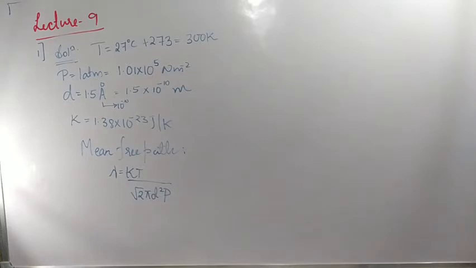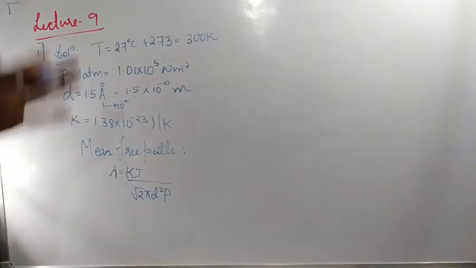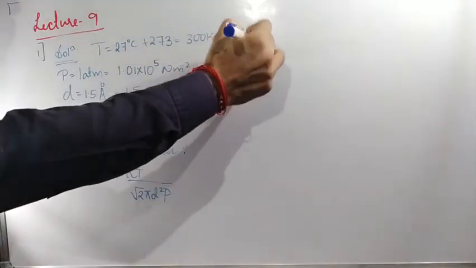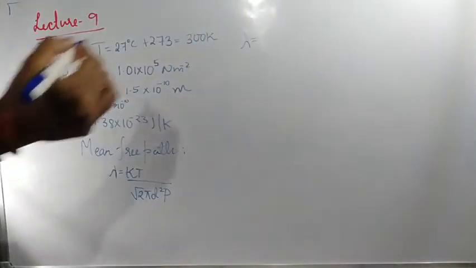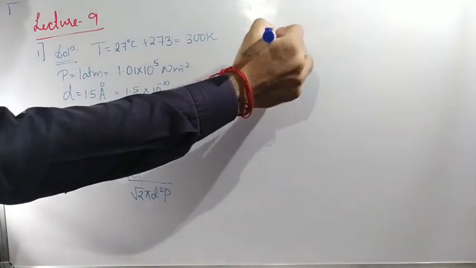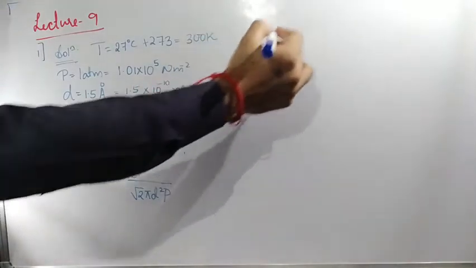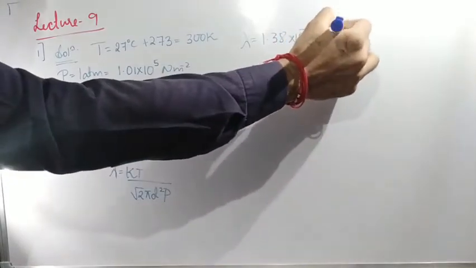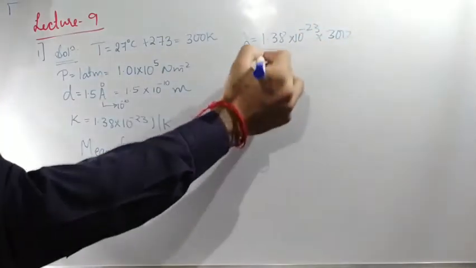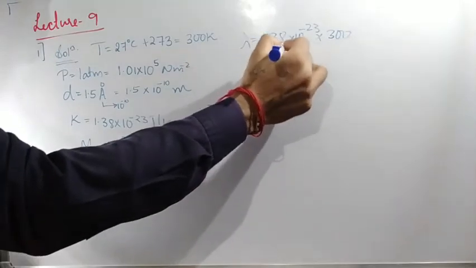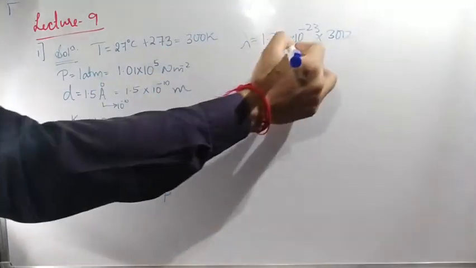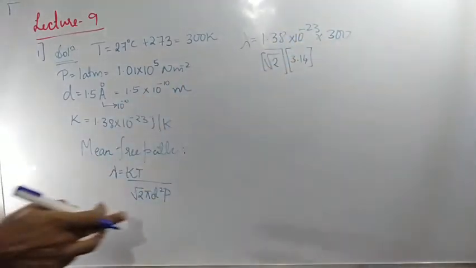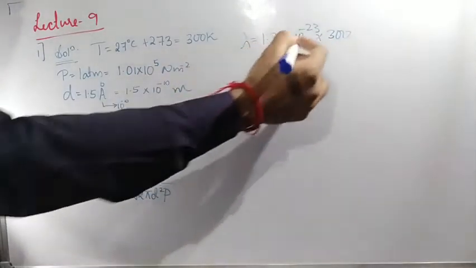Okay, listen. We should substitute the values now. Shall I erase this part or write here? This feels a bit uncomfortable over here. k value is 1.38 into 10 to the power of minus 23, into T value is 300, whole divided by root 2. Pi value is 3.14. d value is 1.5 into 10 to the power of minus 10.